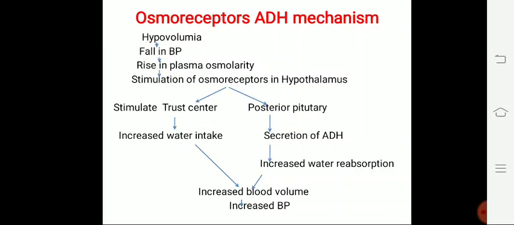When antidiuretic hormone or vasopressin is secreted, there is increased water reabsorption. Increased water reabsorption increases the extracellular fluid volume and the blood volume, and this causes an increase in the blood pressure, restoring the blood pressure toward the normal level.